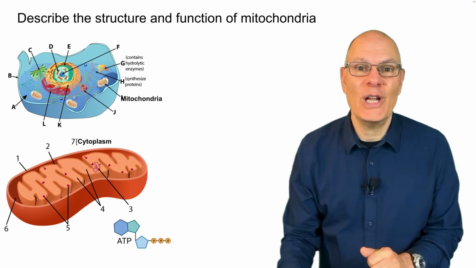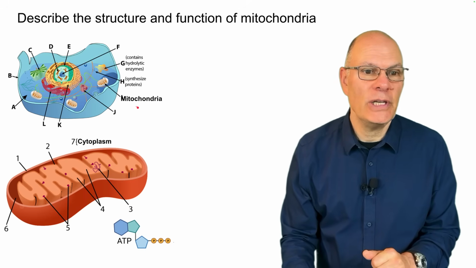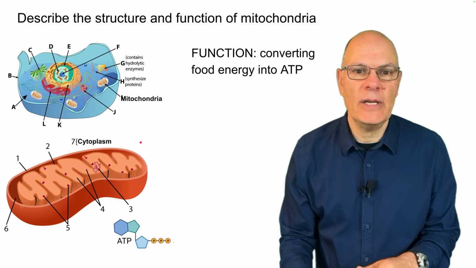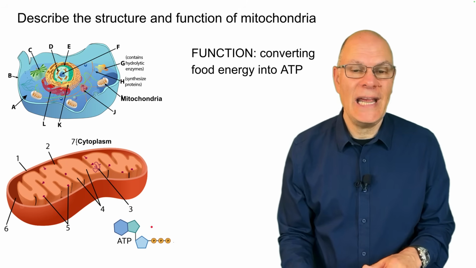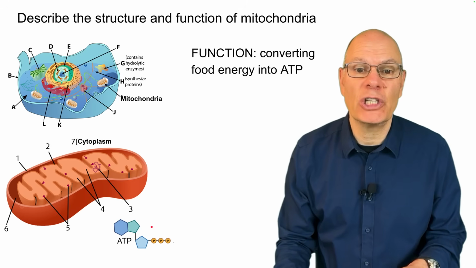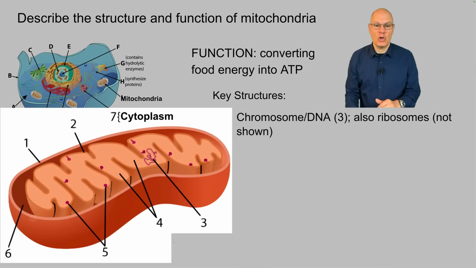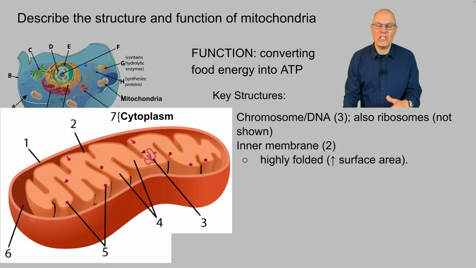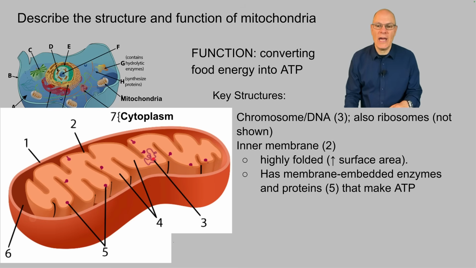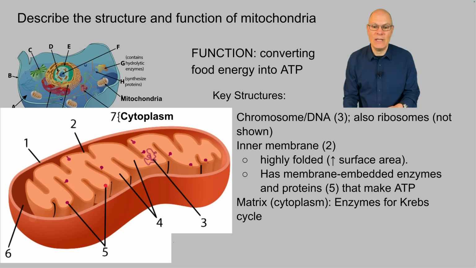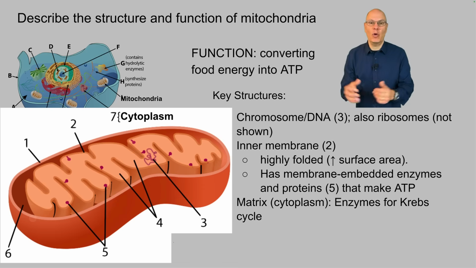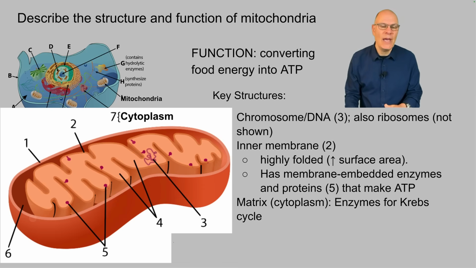Describe the structure and function of mitochondria. Mitochondria are shown here in the context of an animal cell. Here's a larger image. The function is converting food energy into ATP. That's the molecule that cells use to get work done. The key structures: there's a chromosome that consists of DNA. There are also ribosomes, which aren't shown in this diagram. Evidence of endosymbiosis. There's an inner membrane. It's highly folded. That increases surface area. And that's because there are many membrane-embedded enzymes and proteins, one of which is shown at 5, that are involved in the process of ATP synthesis. The mitochondria, as a former independent cell, has its own cytoplasm. It's called the matrix.